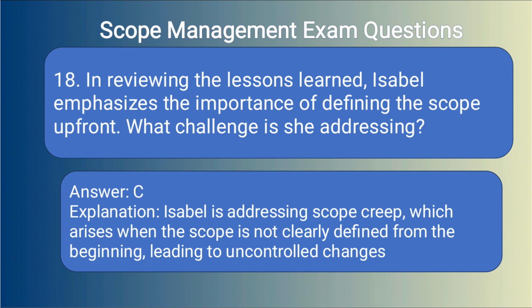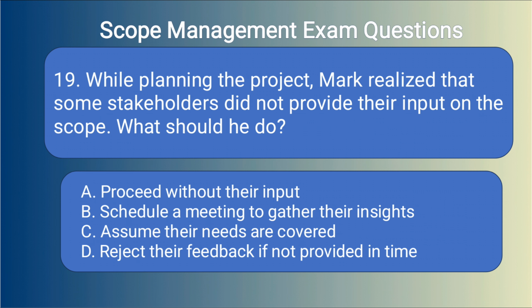Answer C. Explanation. Isabel is addressing scope creep, which arises when the scope is not clearly defined from the beginning, leading to uncontrolled changes. 19. While planning the project, Mark realized that some stakeholders did not provide their input on the scope. What should he do? A. Proceed without their input. B. Schedule a meeting to gather their insights. C. Assume their needs are covered. D. Reject their feedback if not provided in time.